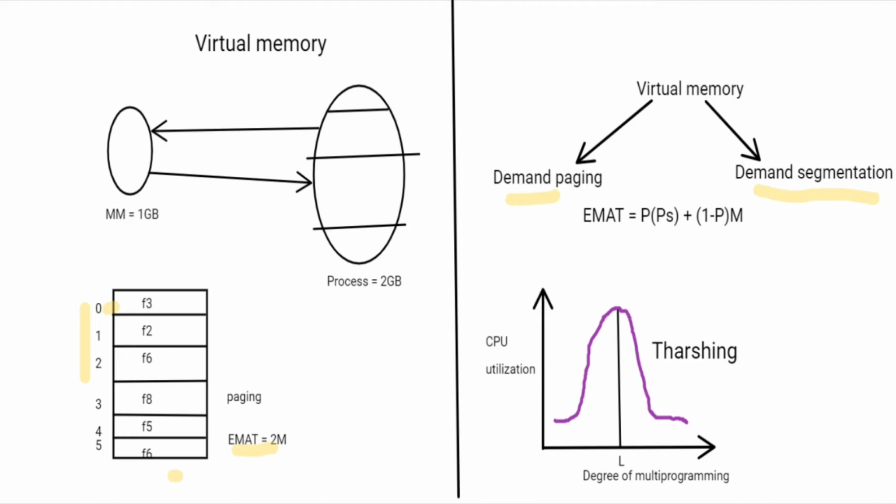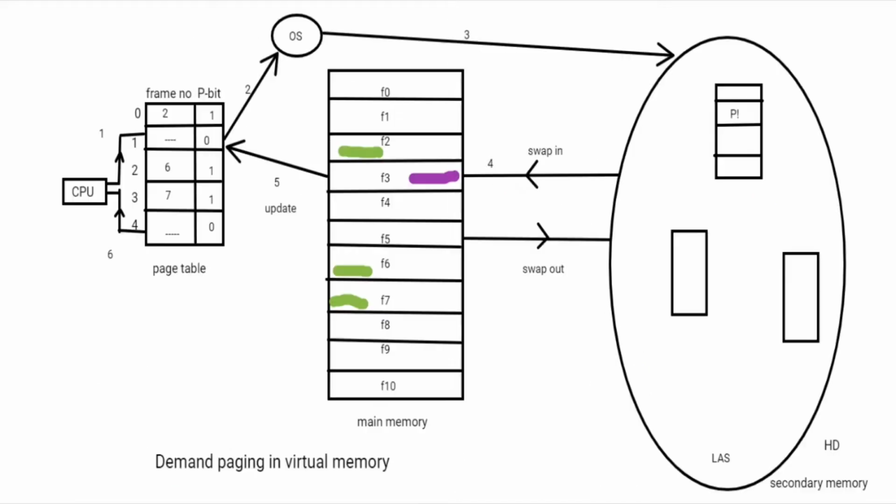Now let's see the implementation of virtual memory. Virtual memory can be implemented using demand paging or demand segmentation, as I've told you earlier. So let's see how demand paging exactly works now. This is the implementation of virtual memory using demand paging. Initially, the CPU generates an address. The address generated by the CPU is called a logical address or virtual address.